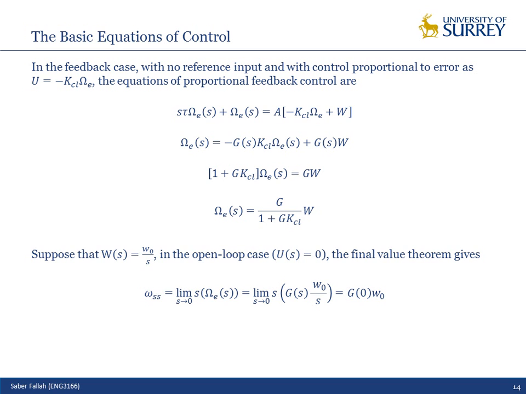To calculate the steady state value, I use the final value theorem. If I use the final value theorem, I will get omega SS equal to G0 W0. Okay? Look at omega E(s) for the open loop system: it is G(s) W(s). W is W0 over s. This s will be cancelled out with this s. If I put s equal to 0, I will have the DC gain of G multiplied by W0. Correct?